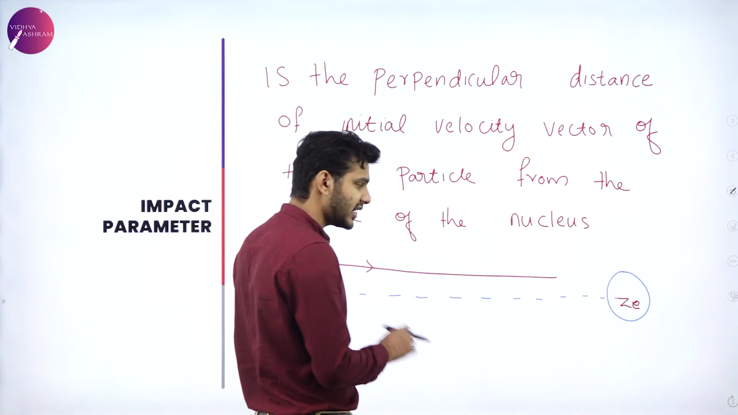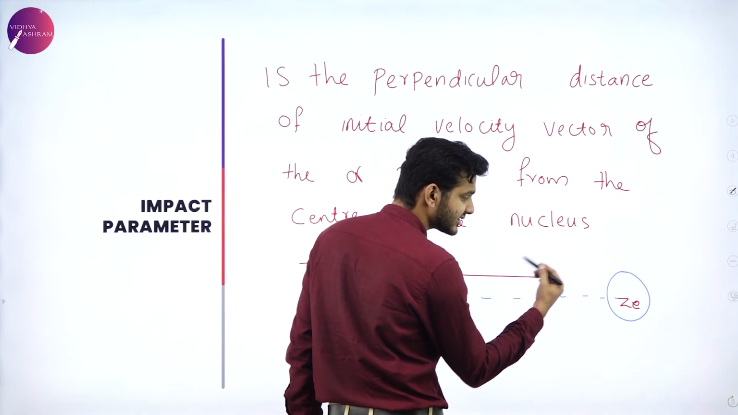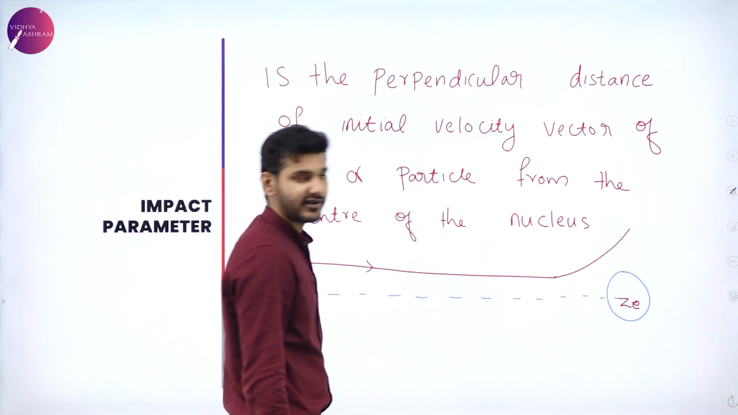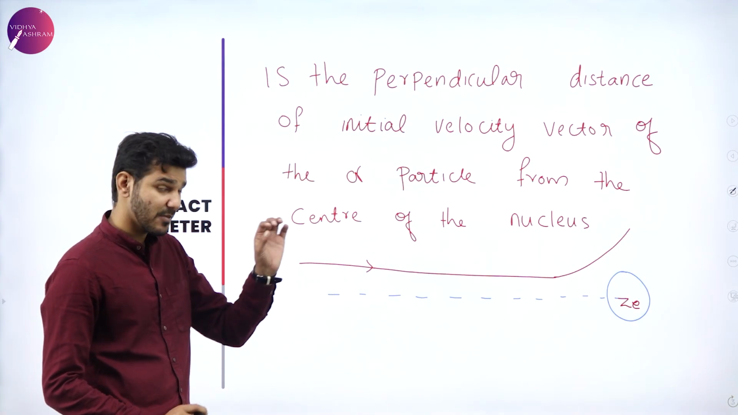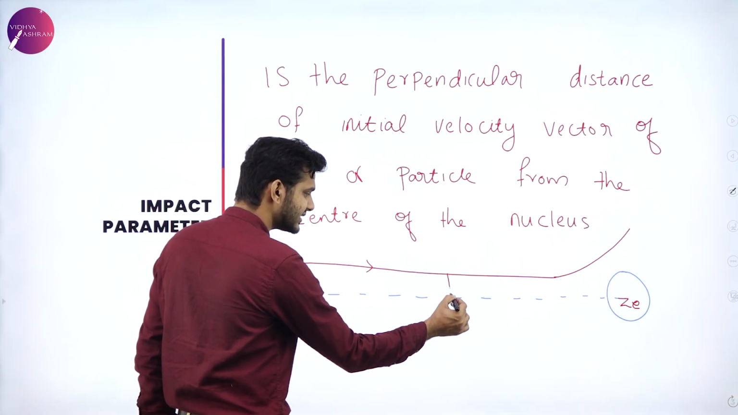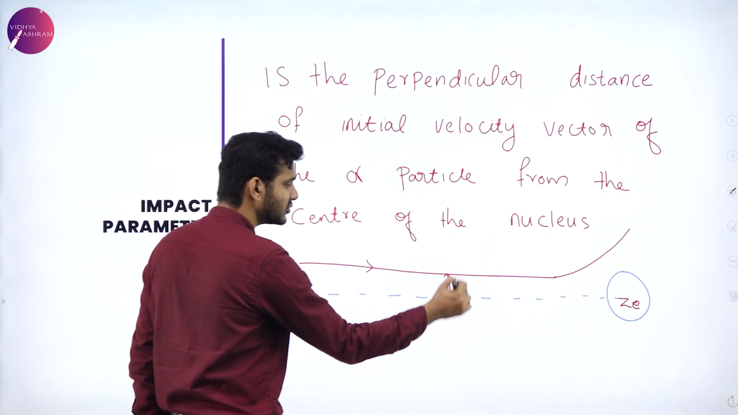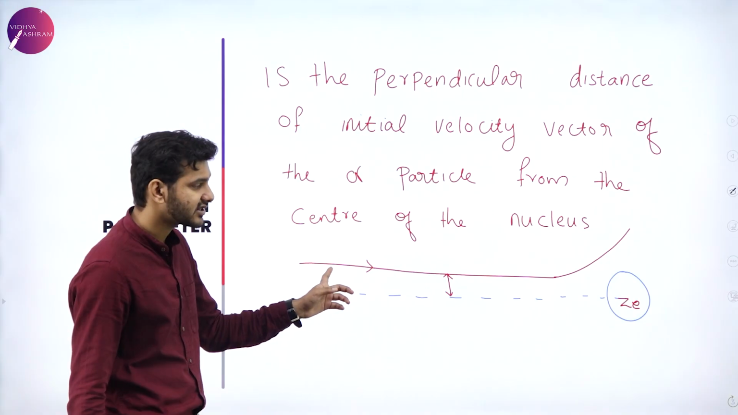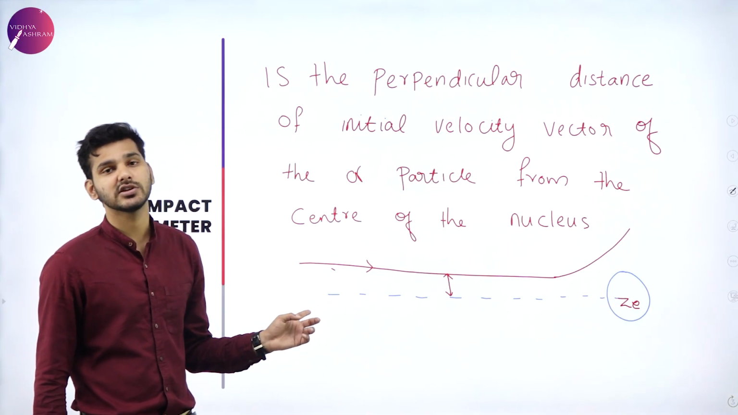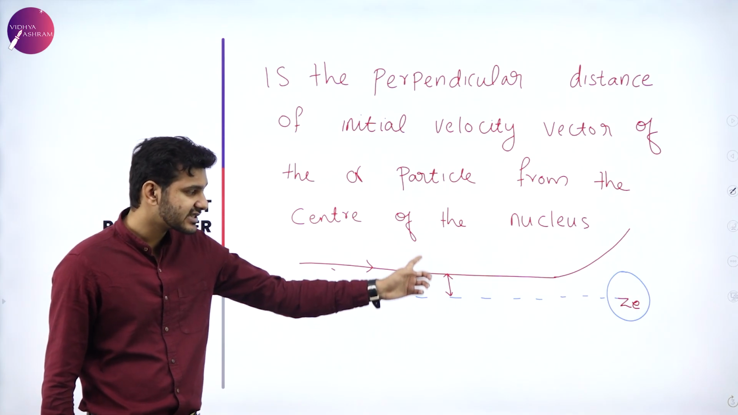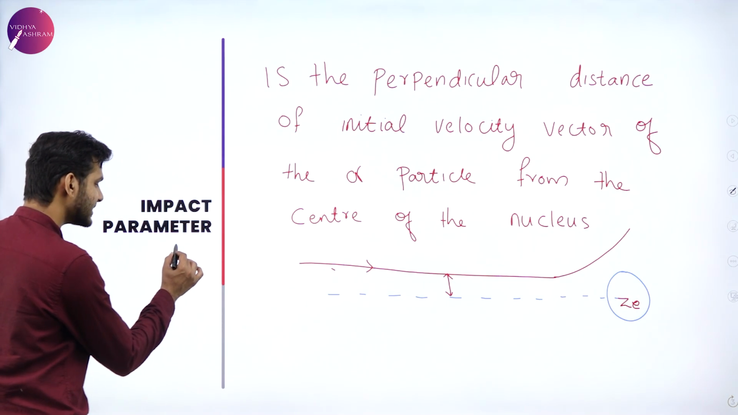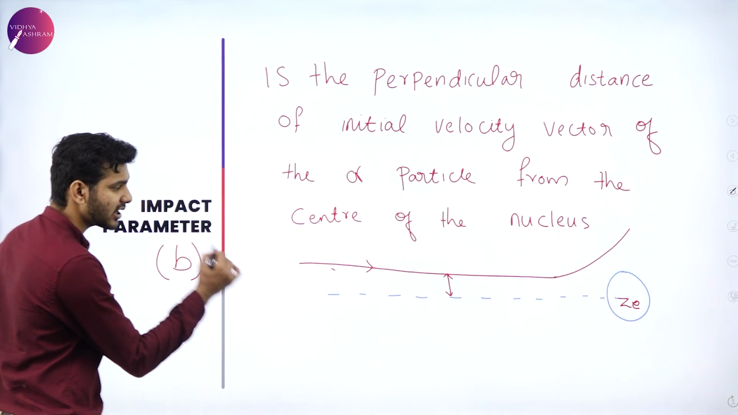And we know that when it reaches near the nucleus, since this is positive and this is positive, obviously it will repel away. That is the experiment. But the perpendicular distance between the initial velocity vector and a line drawn from the center of the nucleus is known as the impact parameter, and it is indicated using the letter b.